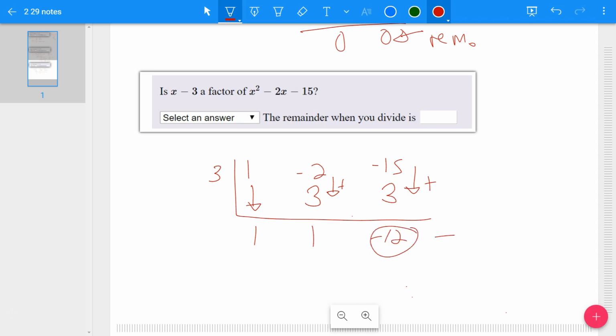And notice that this remainder here, this is the remainder, okay? Remainder is not 0. So for that reason, you would say, is x minus 3 a factor of that trinomial? No. You would select a choice that says it's not a factor. The remainder when you divide is negative 12. And that's how you answer these.